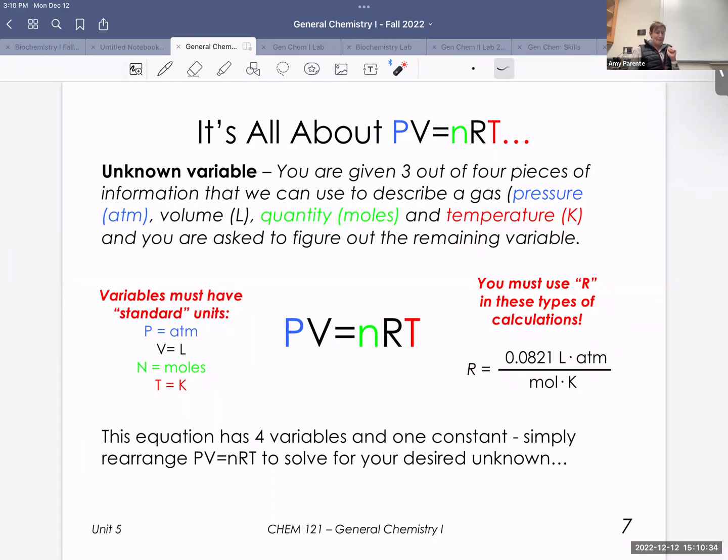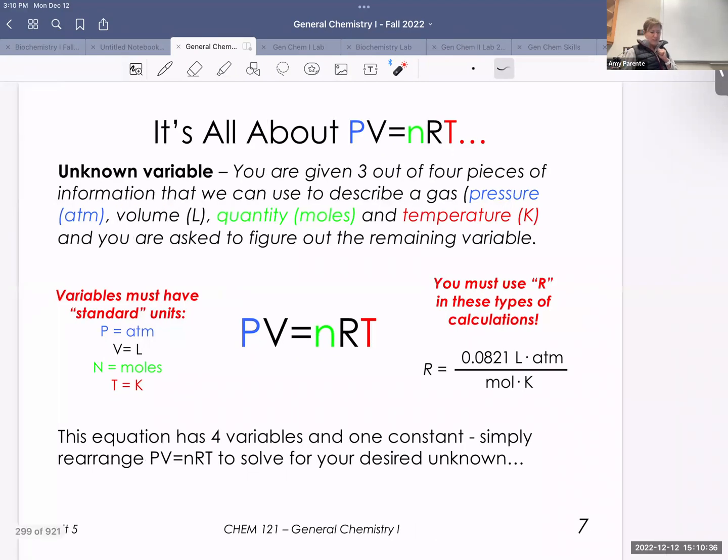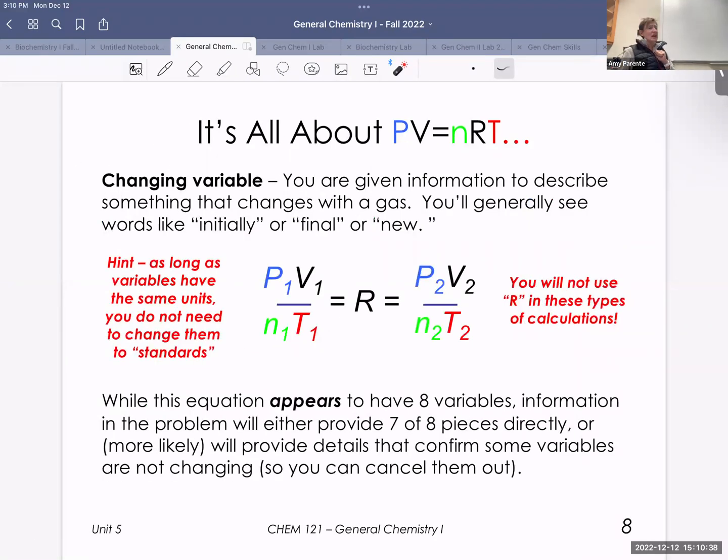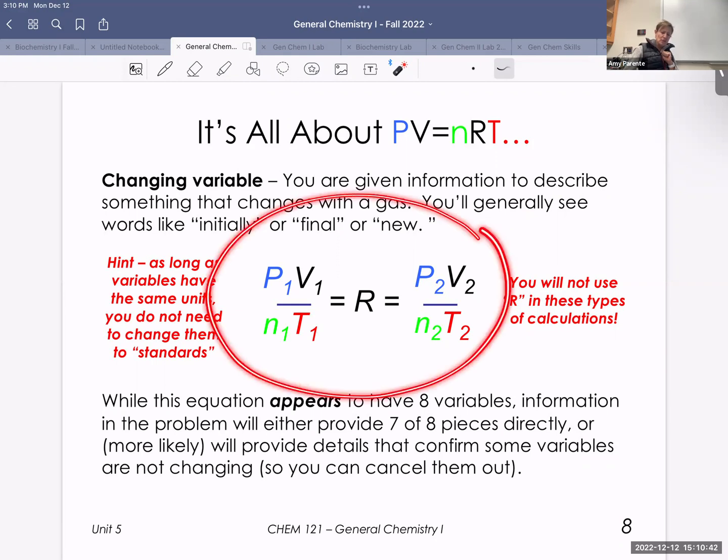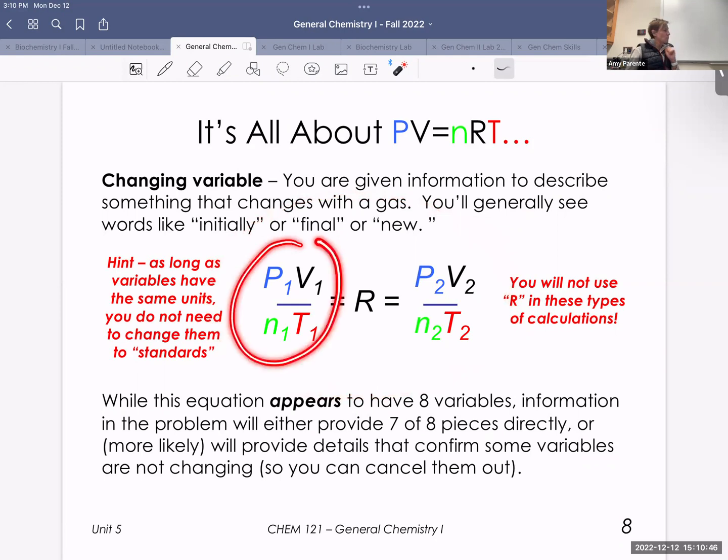Everybody good? The second way that you can see this is what we call a changing variable problem. And I know this equation looks really scary, but remember, it's just telling us that we have 4 parameters of a gas that are always going to equal this special R constant.